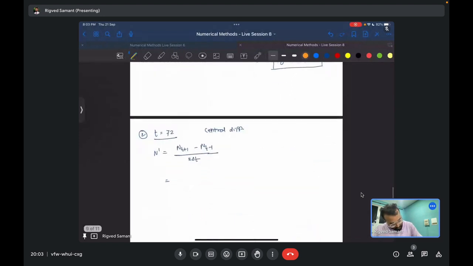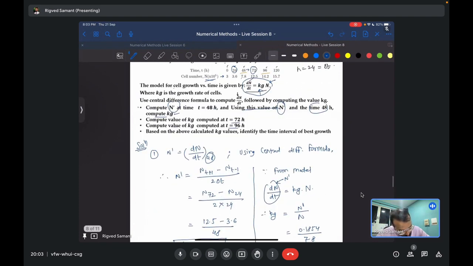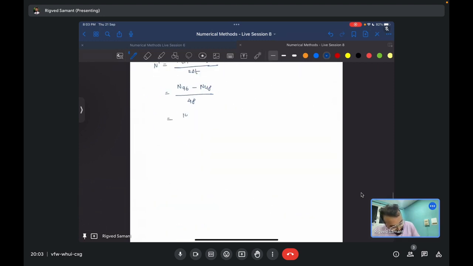So n of 96 minus n of 48, and delta t is constant, so this is divided by 48. N of 96 is 14.2, and n of 48 is 7.8. So 14.2 minus 7.8 divided by 48. If you calculate its value, it comes out to be 0.1333. This is constantly increasing.